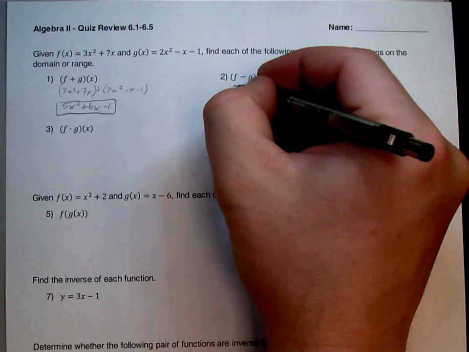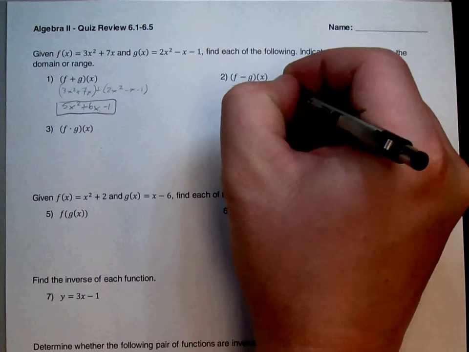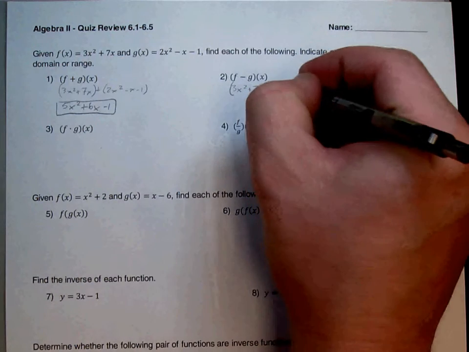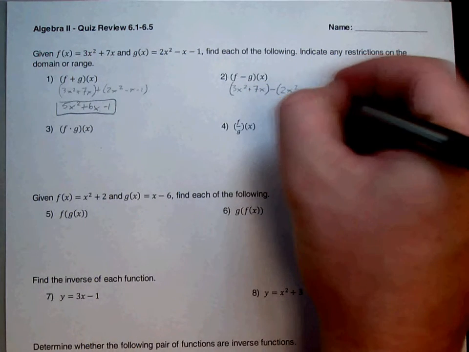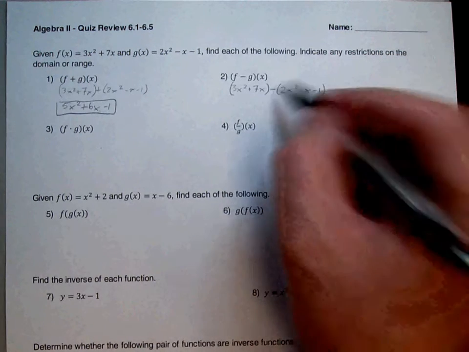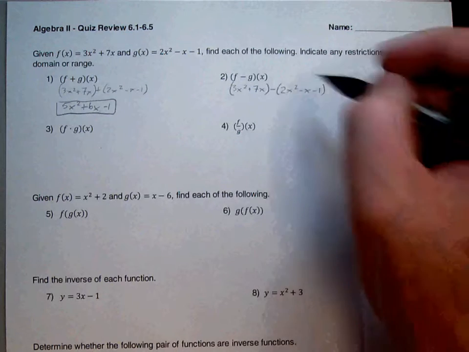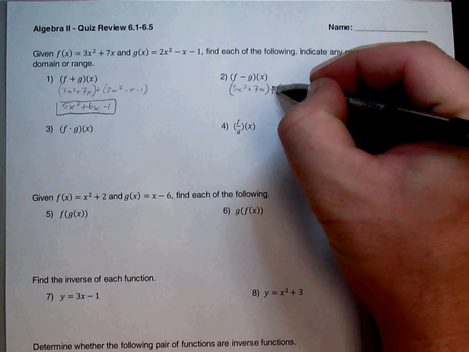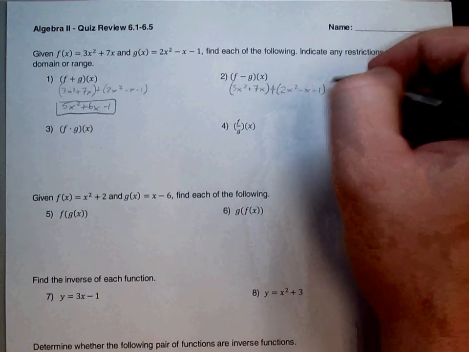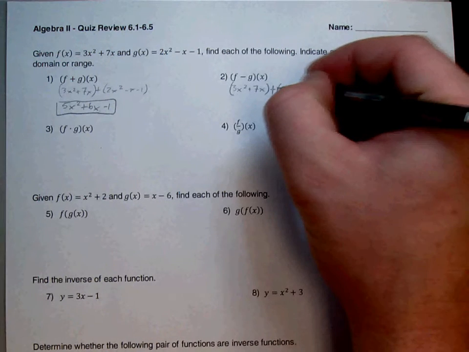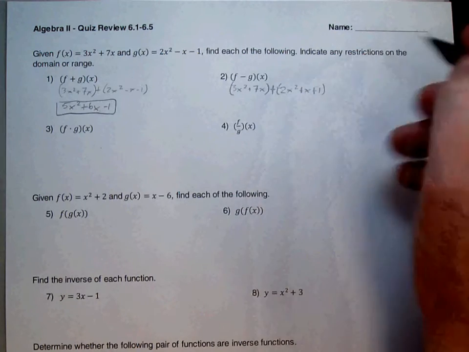Number 2, we're subtracting. So f of x first. From that, subtract the g of x. Since it's subtraction, I'm going to change that subtraction to addition and distribute the negative. So I'm making the subtraction positive, distribute the negative throughout the next set of parentheses. The 2x squared becomes negative then. The negative x becomes positive. The negative 1 becomes positive.